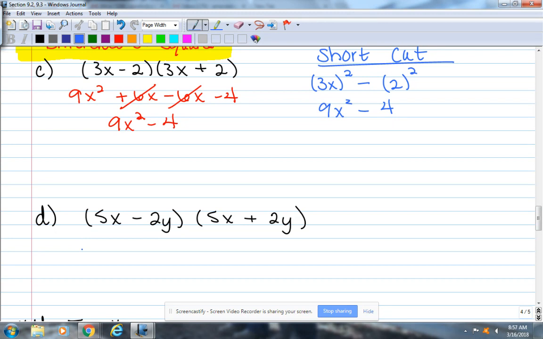So how do I do the shortcut? Square the first term. What goes in the middle? And then square the last term. What's 5x all squared? 25x squared. Minus what's 2y all squared? Raise your hand if you got 25x squared minus 4y squared. Any questions?